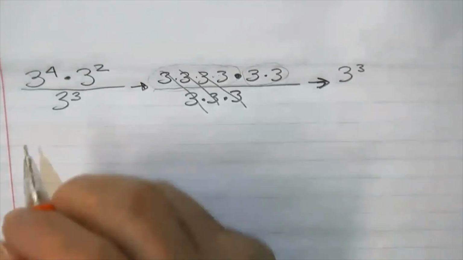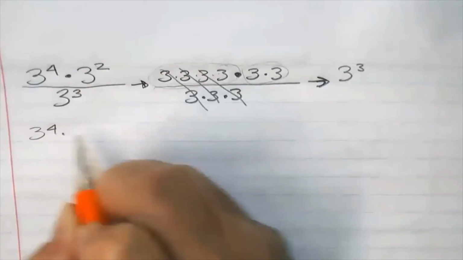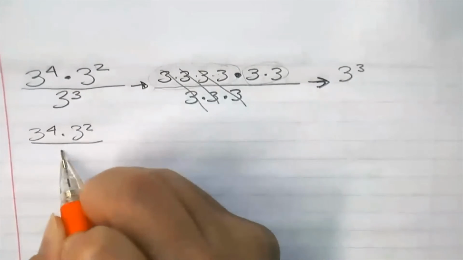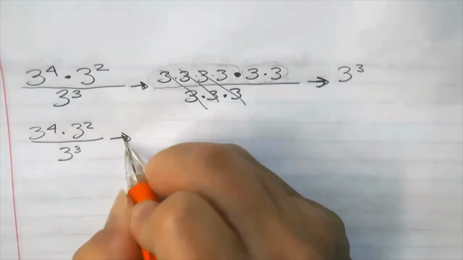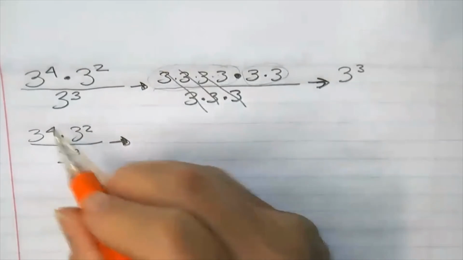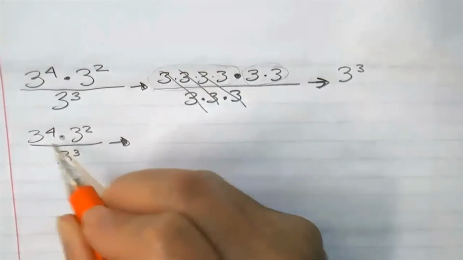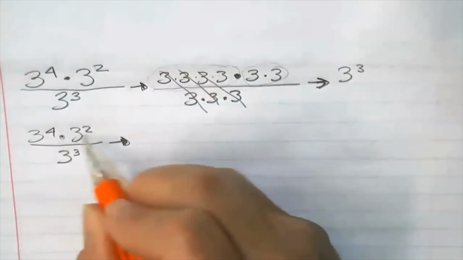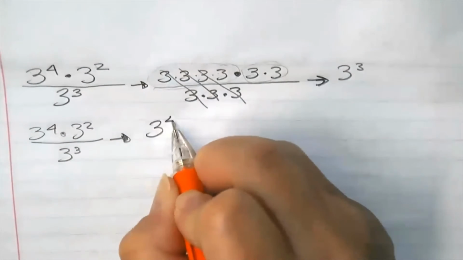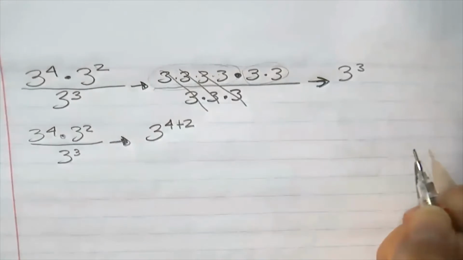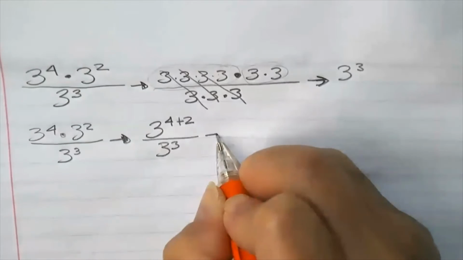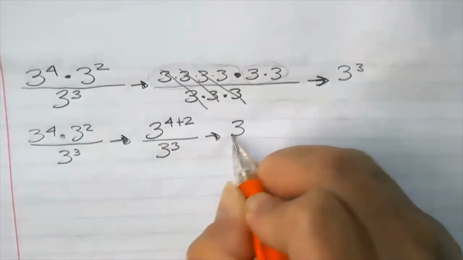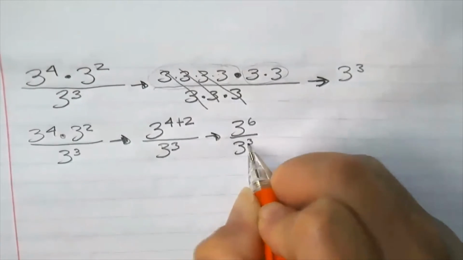How do I show this in a simplified form? Well, let's use what we worked on yesterday. 3 to the 4th times 3 to the 2nd. My base is the same and I'm multiplying them. So this would be 4 plus 2 all over 3 to the 3rd. So that's 3 to the 6th over 3 to the 3rd.